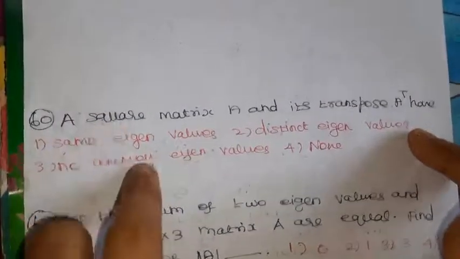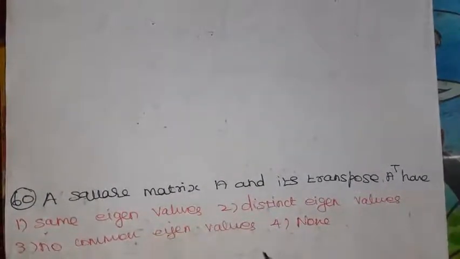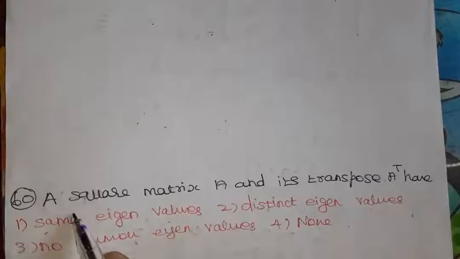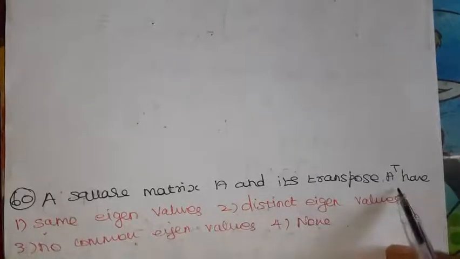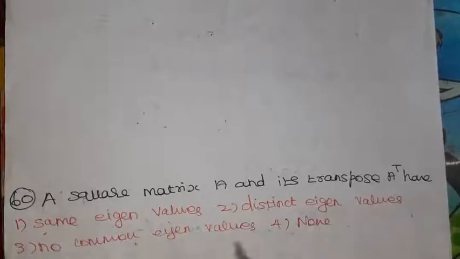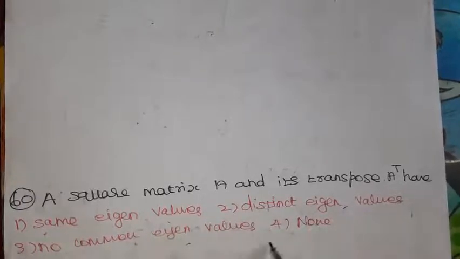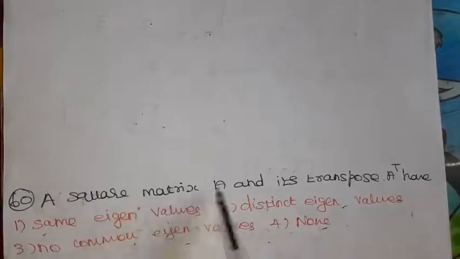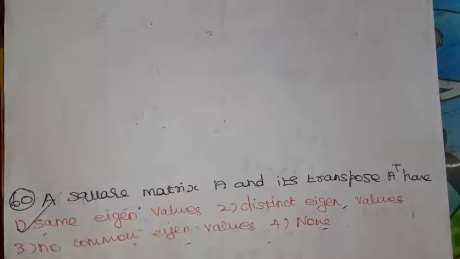Then this is the final question in this type. Last question, question number 60. A square matrix A and its transpose A transpose have the same eigenvalues, distinct eigenvalues, no common eigenvalues, or none. So for A and A transpose, for a square matrix it should have the same eigenvalues.